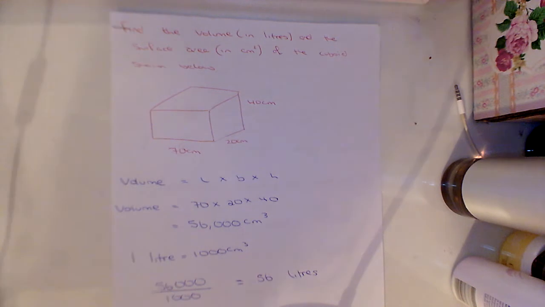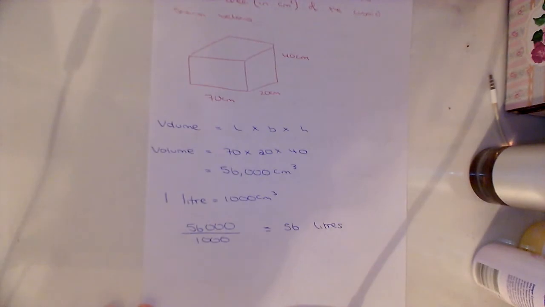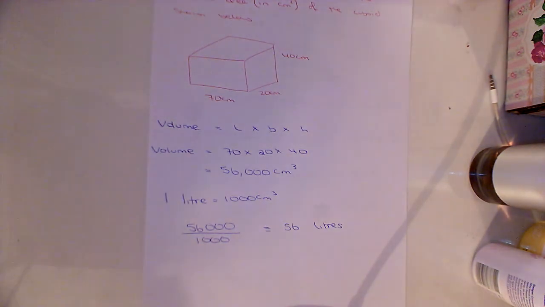Right, so I know that 1 litre is equal to 1,000 centimetres cubed, so I'm going to go 56,000 divided by 1,000 will give me 56 litres, and that is the volume got in litres. And now I'm going to go on to do the surface area.